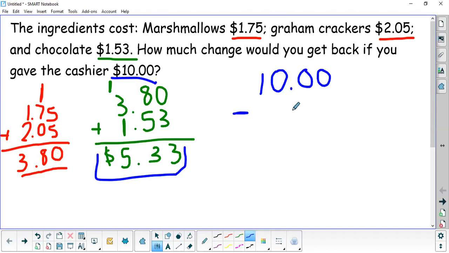Now I'm going to come down. I'm going to drop down my decimal place. We want to keep all the decimals lined up. Sorry, that line's a bit swoopy. And I'm going to bring down the decimal place to my answer.